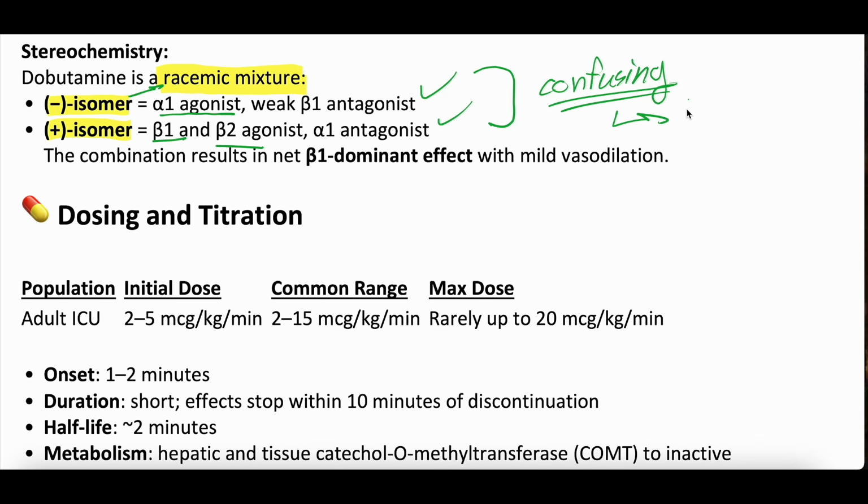The thing to remember is that beta 1 receptor effect is more than beta 2 receptor effect, which is more than alpha 1 receptor effect. All right? And just know there's different isomers that kind of do different things within the mix of dobutamine.